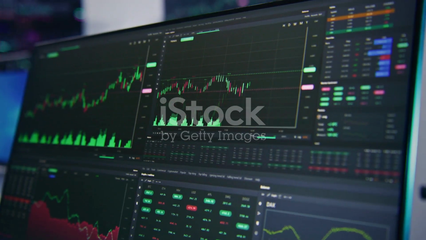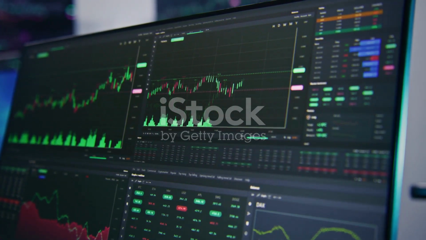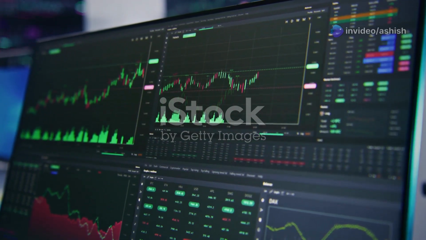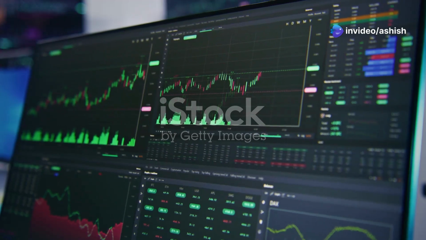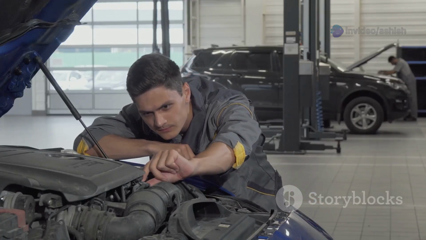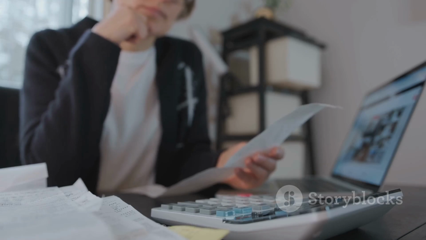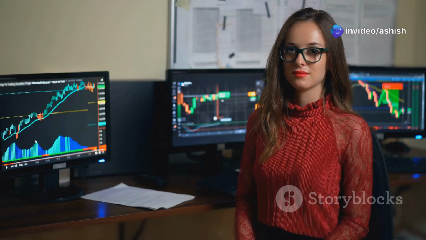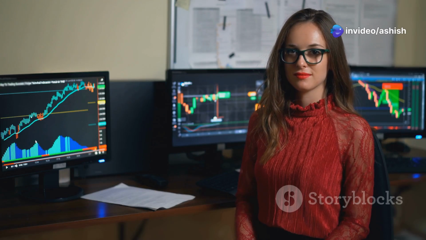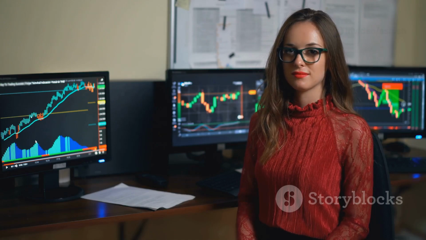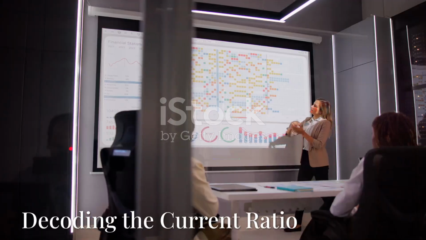Today we're diving into a topic that's absolutely crucial for anyone who wants to understand the financial health of a company: liquidity ratios, sometimes called short-term solvency ratios. Now don't let the fancy name scare you, because these ratios are like looking under the hood of a car. They help us understand a company's ability to meet its short-term obligations, those bills that need to be paid quickly. We're going to break down these ratios together step by step, so you can confidently analyze a company's financial strength. Are you ready? Let's do it.